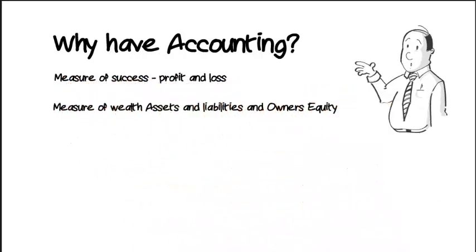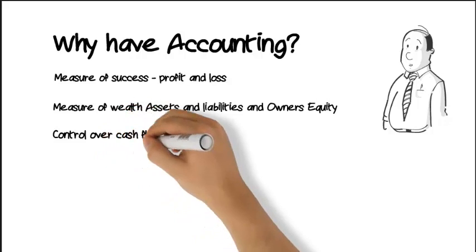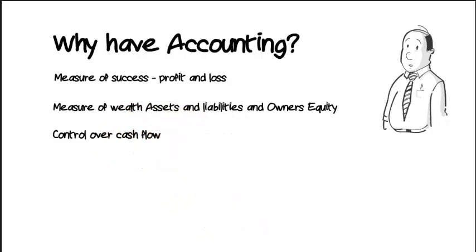Secondly, the measure of wealth of assets, liabilities and owner's equity. So we want to know how many assets we've got, what we owe in terms of liabilities and what the owners own themselves. And thirdly, control over cash flow. We need to keep track of our cash flow to manage our payment to our suppliers, our lenders and so forth.